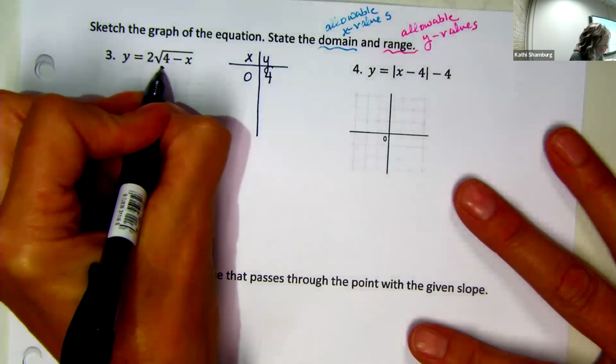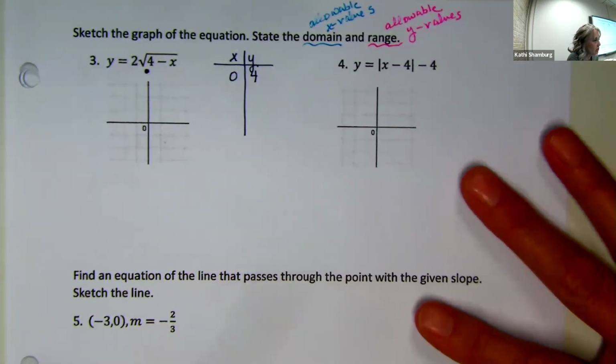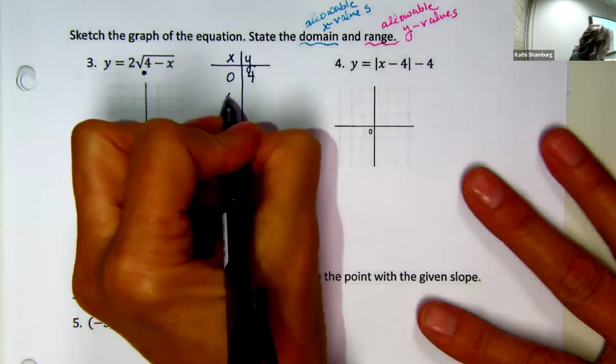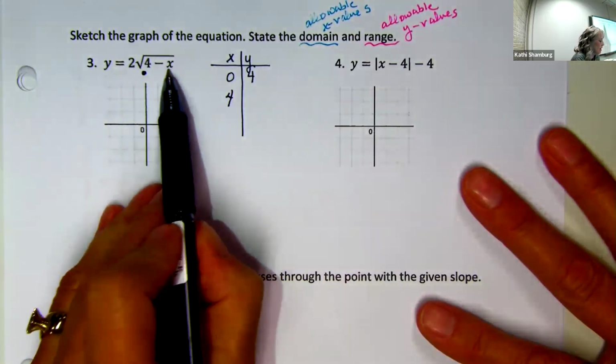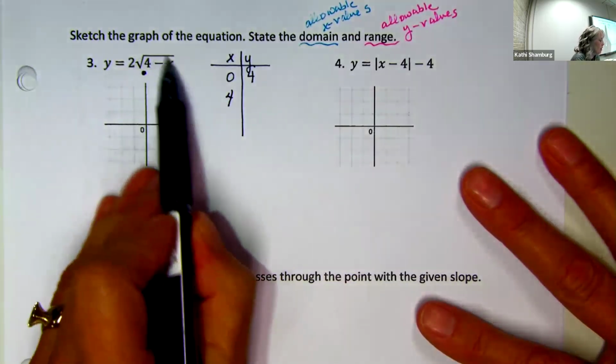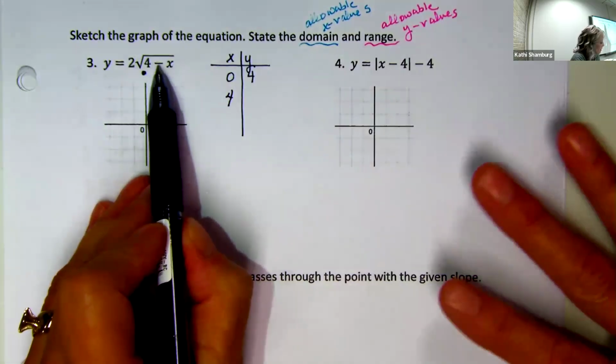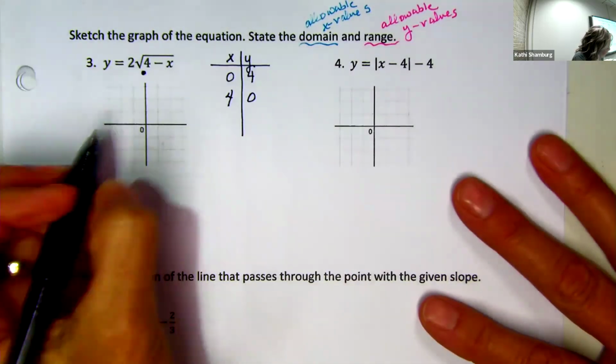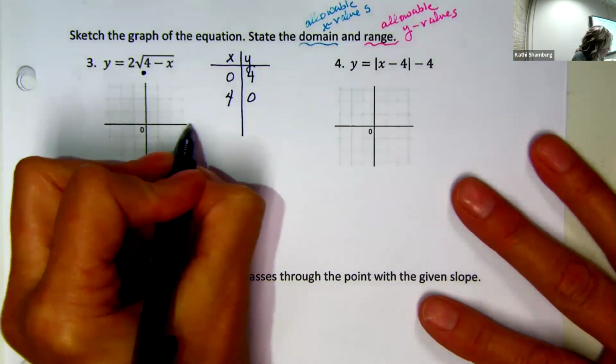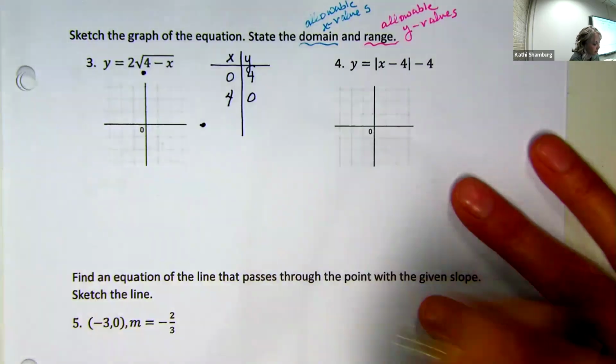So here we go. All right, now I'm going to do the same, and I'm going to plug in 4 for x. So I'd have 4 minus 4, which is 0. The square root of 0 is 0. 0 times 2 is 0. So we also have 1, 2, 3, 4, 0.